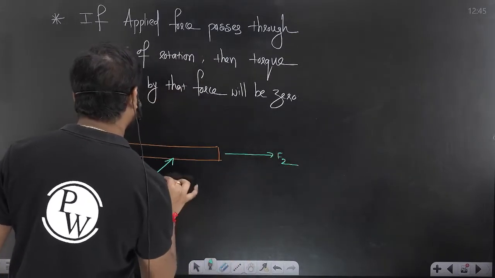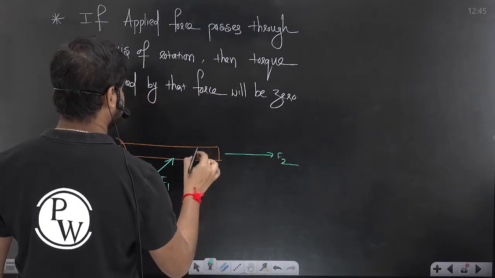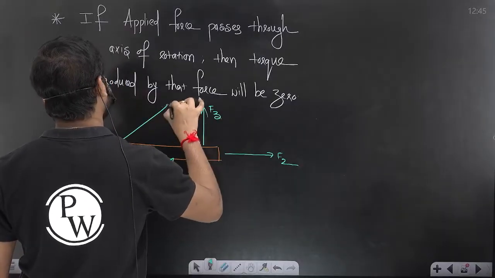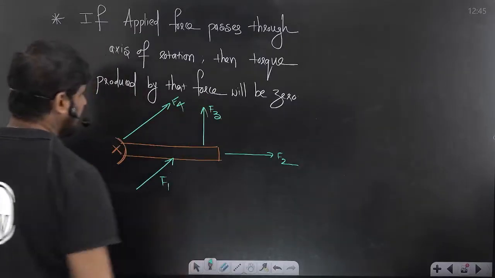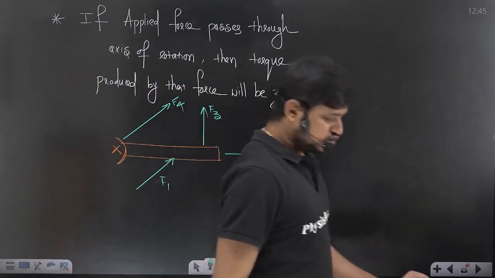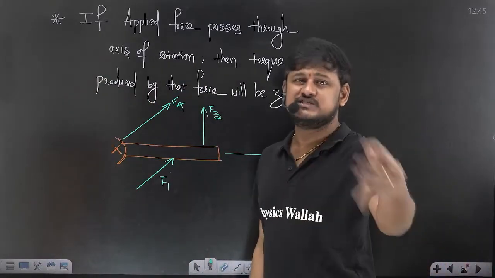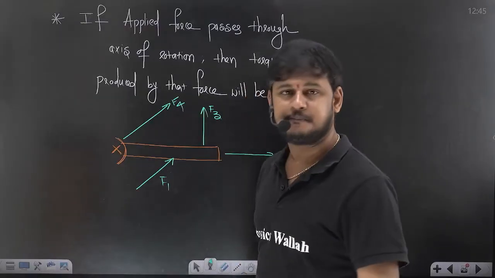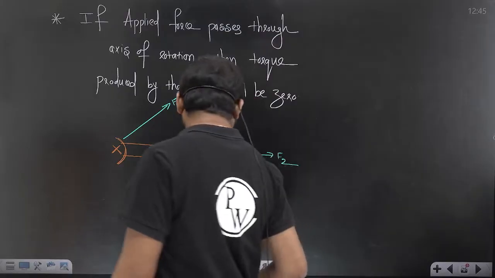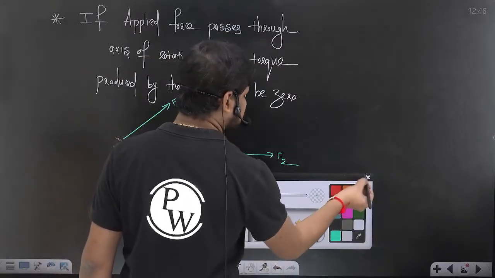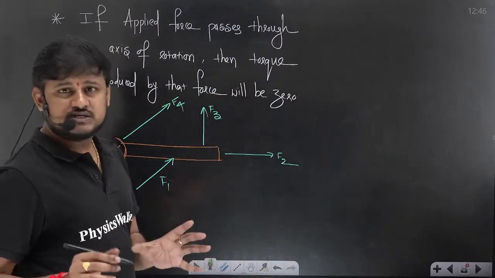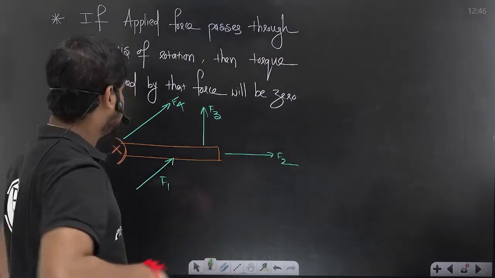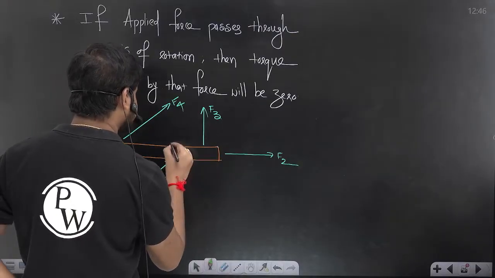Let's suppose this is F2, this is F1, and let's suppose you are applying some F3 force, and some F4 force. Now tell me, the torque will be produced due to which forces, and torque will not be produced due to which forces? Tell me, guys. The first thing, understand it in simple words. The two concepts: if the force is parallel to the distance r, here this is the distance from here to here, yes or no?